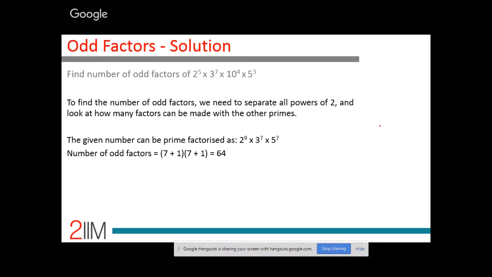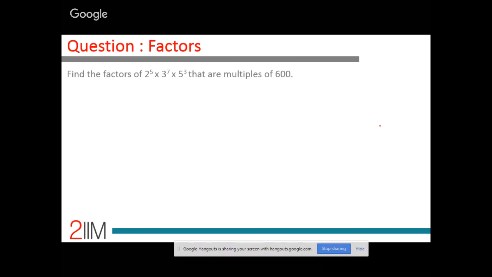So this can be prime factorized finally as 2 power 9 into 3 power 7 into 5 power 7. Ignore 2 power 9, 3 power 7 into 5 power 7, 8 into 8, 64. Try this one. The factors of 2 power 5 into 3 power 7 into 5 cube that are multiples of 600. We want numbers that are factors of the larger number, which also happen to be multiples of the smaller number.